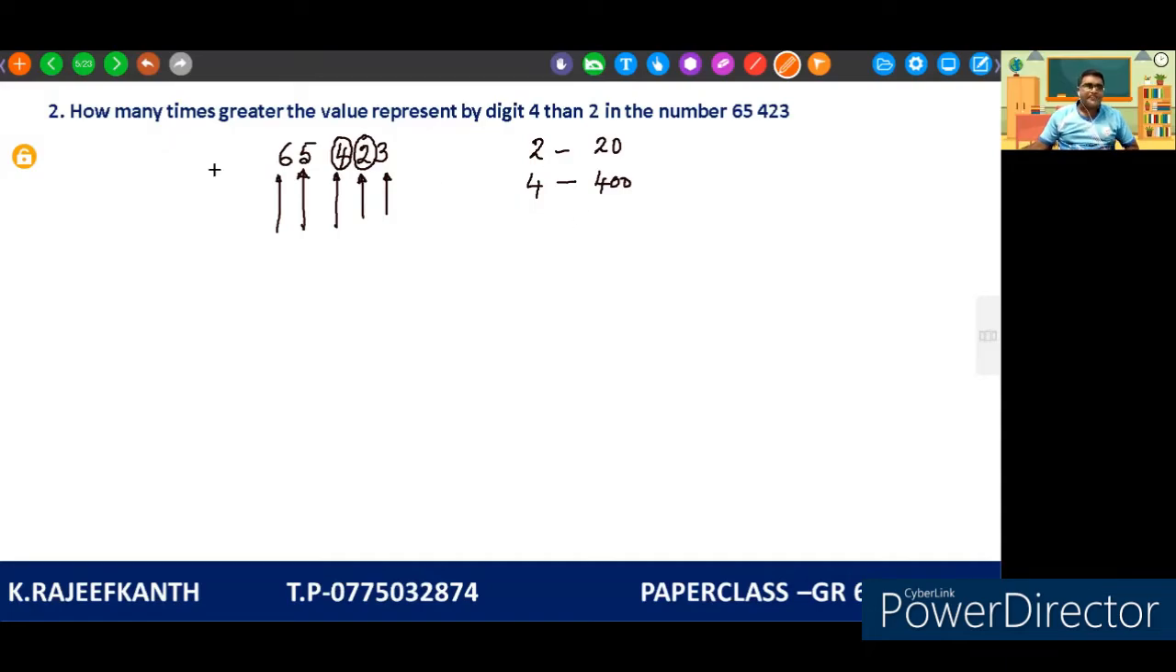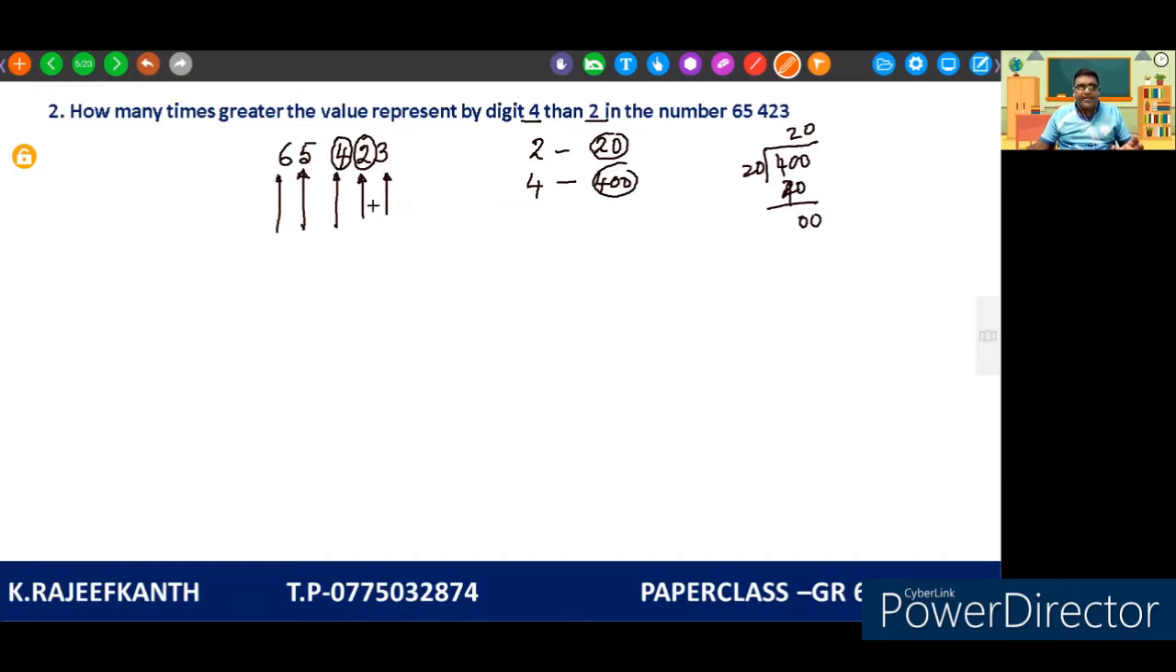Now what is the question? How many times greater is the value represented by 4 than 2 in the number 65,423? Here, this is the value of 2. This is the value of 4. Now we have to find how many times greater. So here, this is 20. This is 400. Then by dividing 400 by 20, we can find. In 40, there are 2 20s. Balance 0. Then 20 times 20 is 400.